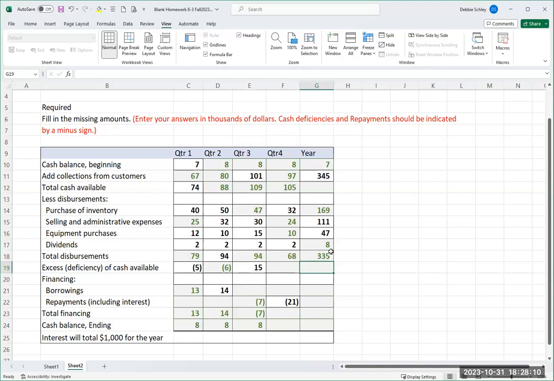Okay, so now I can, oh, I missed one. Total cash available. I need to add those two. So my 7 plus my 345 is my total cash available. Okay. So now going up and down in this year column, I can take my total cash available minus my total disbursements. And that equals the excess or deficiency of cash available for the year.